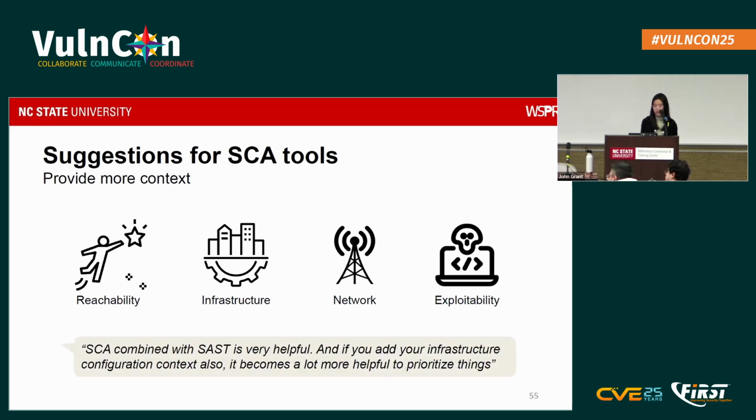One of the quotes from a participant was very insightful. This participant said, if you combine SCA tools with SAST, that would be very helpful. So SAST could be like a call graph analysis, or you do data flow analysis. Combine that with your SCA tool, and then add infrastructure context as well, like how your application interacts with the user or other applications. All of that combined would be very helpful to prioritizing these alerts.